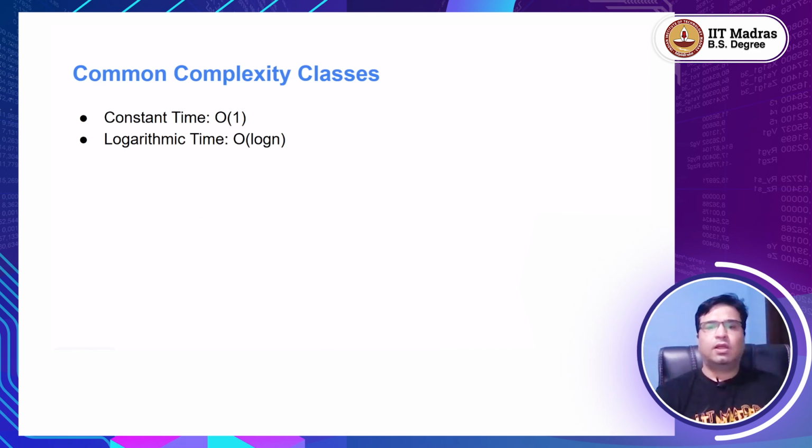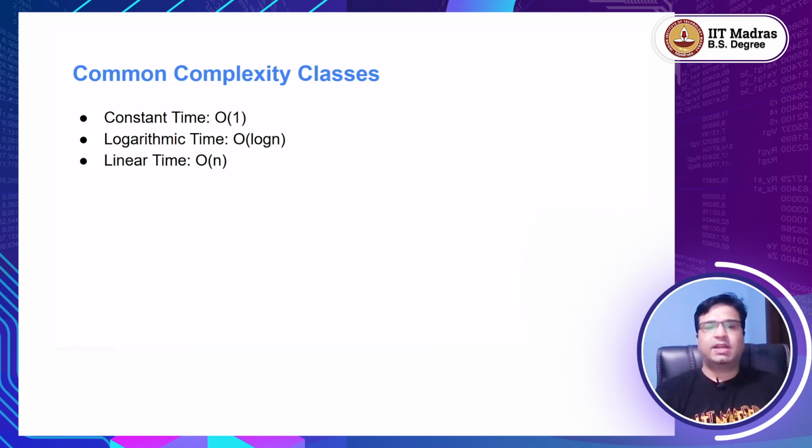Next is logarithmic time, and it is written as big O(log n). Algorithms with logarithmic time complexity become slightly slower as the input size increases, but they scale incredibly well. Each time you double the input size, the number of operations only increases by a constant amount. For example, binary search in a sorted array. You repeatedly divide the search interval in half. If you have 10 to the power 6 items, it takes around 20 comparisons, not 10 to the power 6.